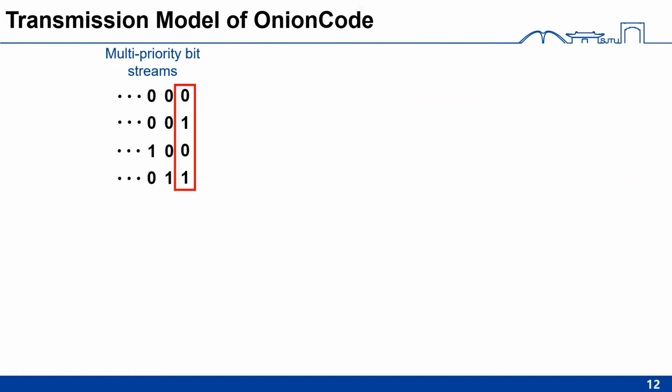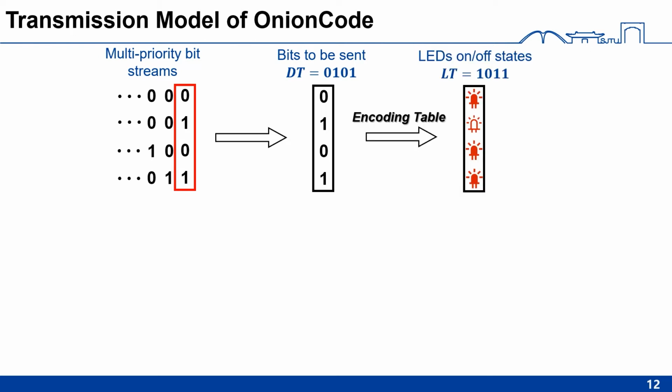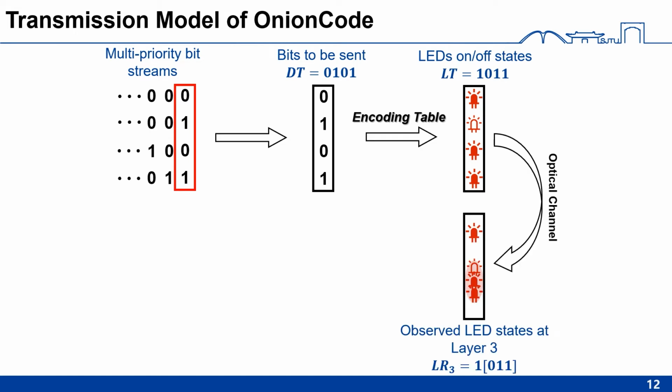Next, we explain the ONIONCODE transmission model in detail. Assume that the sender needs to transmit 4 bit streams, corresponding to 4 priority layers. In a symbol period, we take 4 bits and compose the bits to be sent, named DT. A specially designed encoding table maps DT to the LED's on/off state LT, which controls the LED array to light the corresponding lamp.